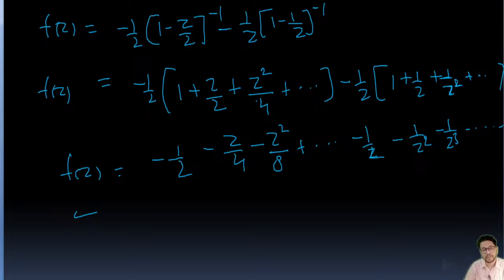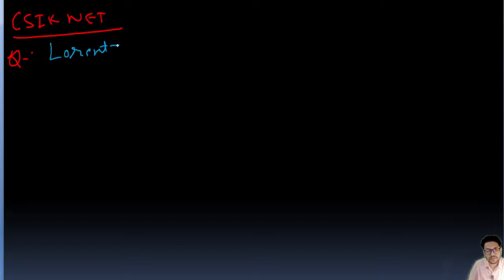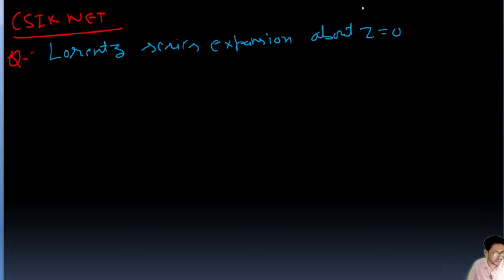Well, next question. The next question was asked in CSIR NET. Very good question. The question is: the Laurent series expansion about z equal to 0, f(z) is given as e to the power z plus e to the power 1 by z, about z equal to 0.